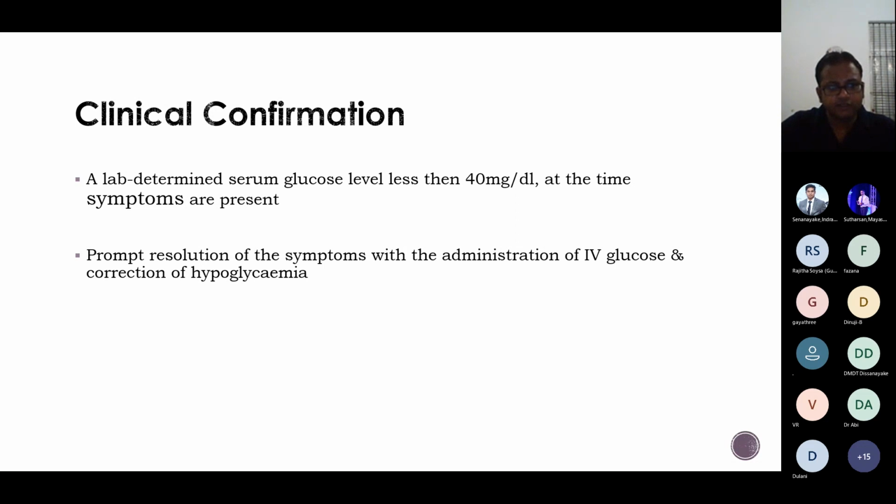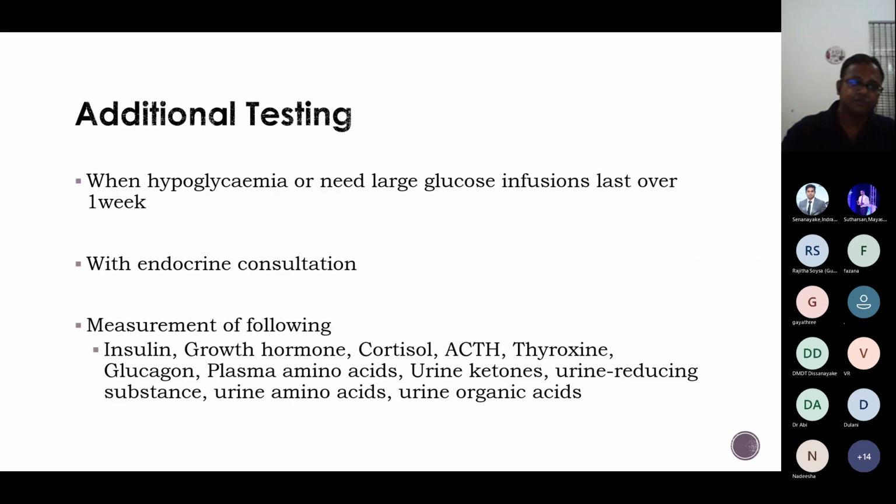And clinical confirmation: a lab-determined serum glucose level less than 40 with symptoms will confirm hypoglycemia. And as we discussed in Whipple's triad, there should be prompt resolution of symptoms after administration of IV glucose. Right. If it doesn't correct the problem, or if the child doesn't become well, then we have to think about other causes for those signs and symptoms.